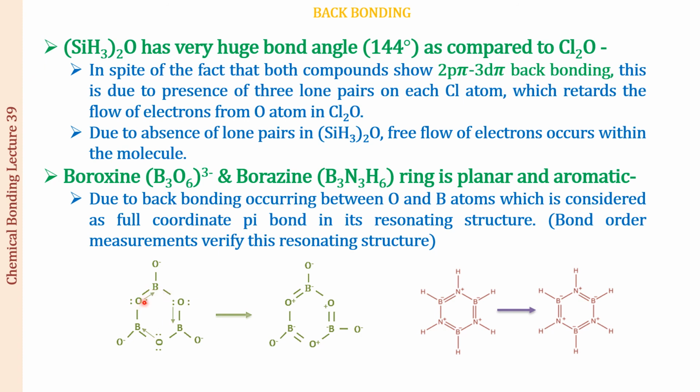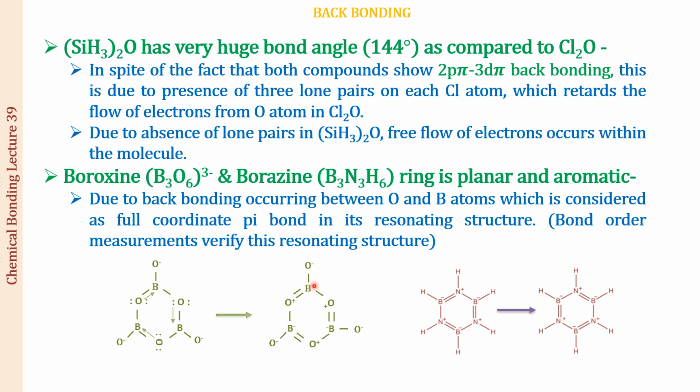So again, this is going to be one resonating structure, this is going to be the second resonating structure, and we will be having a resonating hybrid where these 3 pi bonds of the ring will be delocalized over the whole molecule. So this is just similar to the benzene ring that we have. Alright, and that is attributed to the back bonding between oxygen and boron.